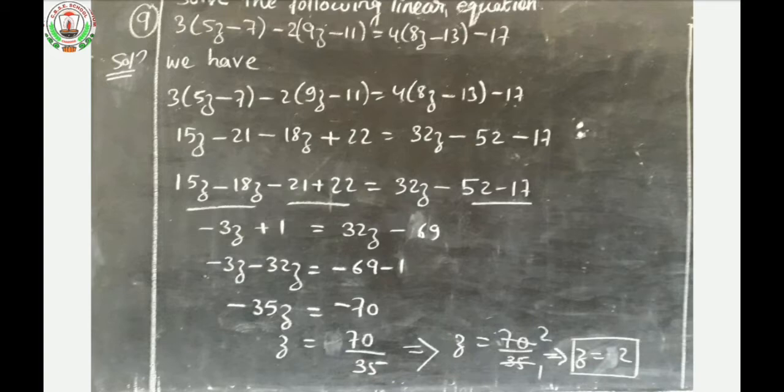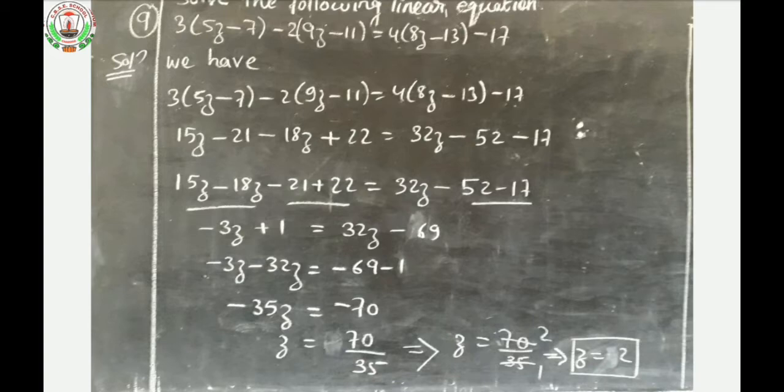So on the left hand side, 15z minus 18z, plus and minus will become minus. So 15z minus 18z will become minus 3z. As 18 is a greater number than 15, its sign is negative, so the answer will become minus 3z. Then minus 21 plus 22 will be plus 1, is equal to 32z, minus 52 minus 17.